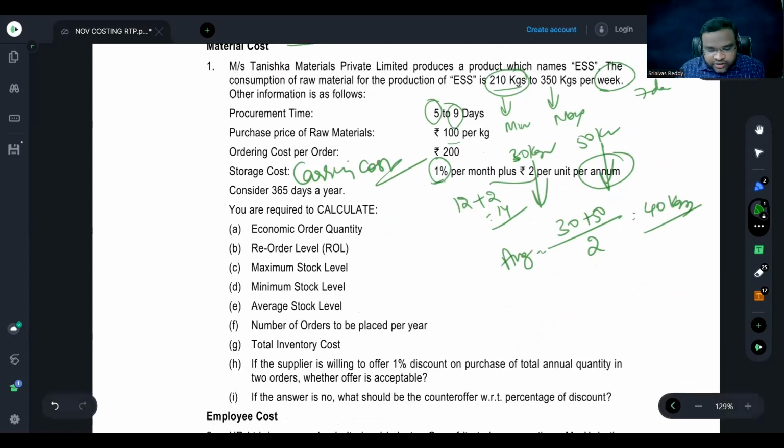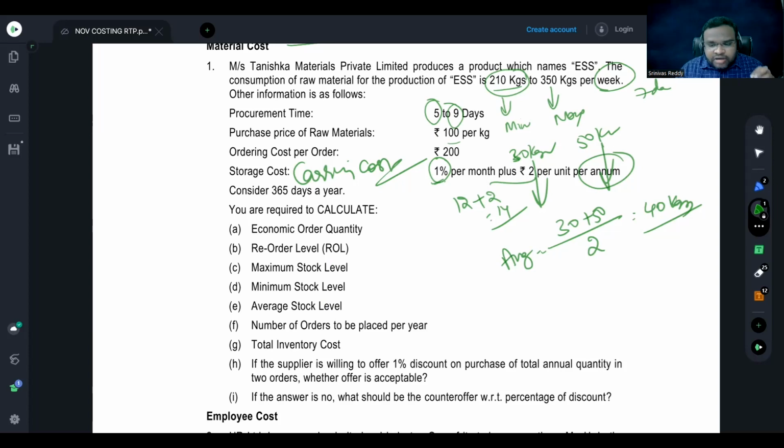You are required to calculate the economic order quantity, reorder level, maximum stock level, minimum stock level, average stock level, number of orders to be placed per year, total inventory cost. Total inventory cost means purchase cost plus associated costs related to purchases. Okay. And the last point, if the supplier is willing to offer 1% discount on purchase of total annual quantity in 2 orders. This question also we have done.